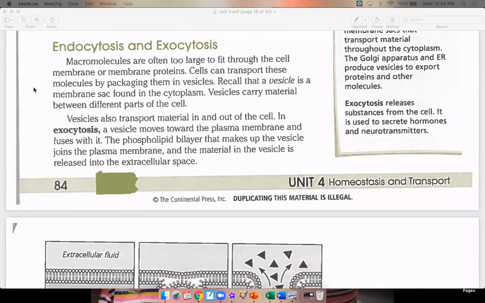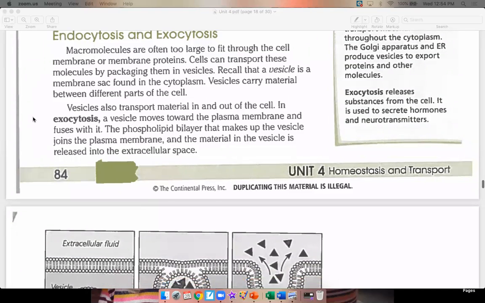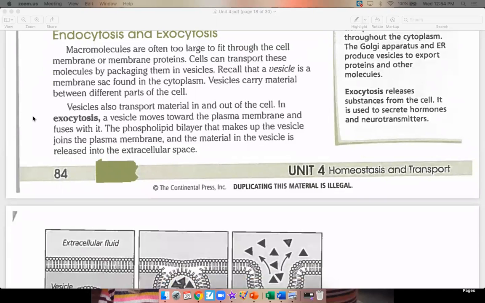Endocytosis and exocytosis. Macromolecules are often too large to fit through the cell membrane or membrane proteins. Cells can transport these molecules by packaging them in vesicles. Recall that a vesicle is a membrane sac found in the cytoplasm. Vesicles carry materials between different parts of the cell. Vesicles also transport materials in and out of the cell.